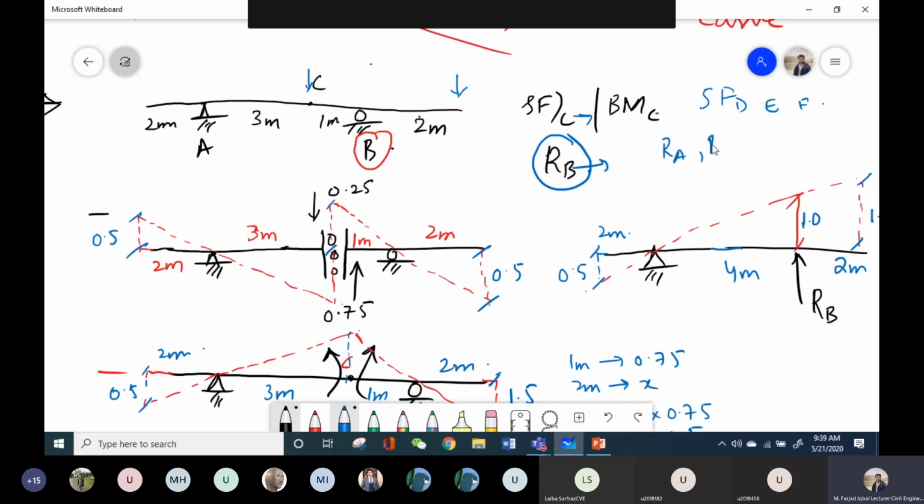Okay. So if I need to plot the ILD for reaction at B, I will place my unit load at point B. And if I am supposed to plot the ILD for point A, I will place my unit load at point A. Did you get my point? Yes, sir. So this will dictate where I am going to place the unit load.